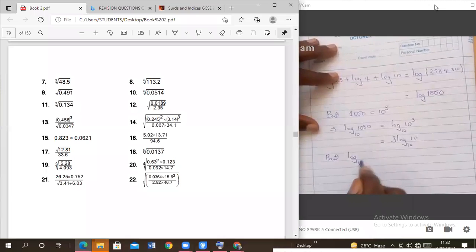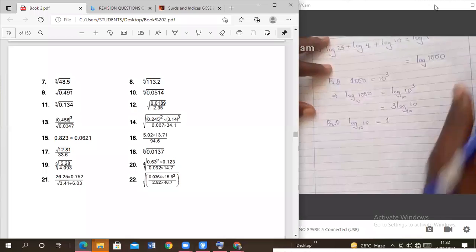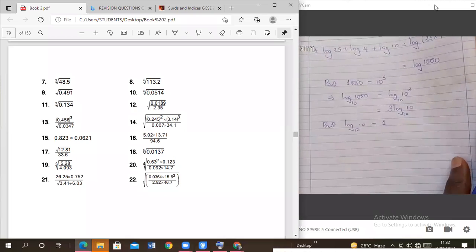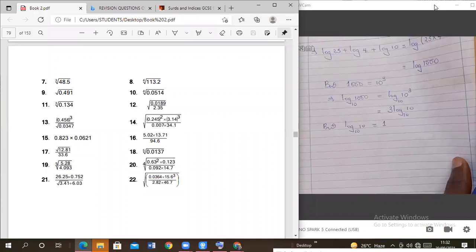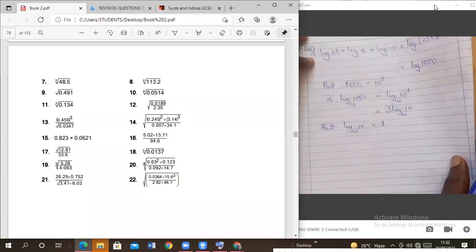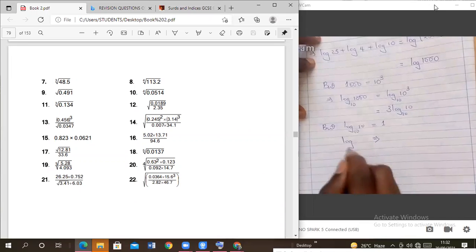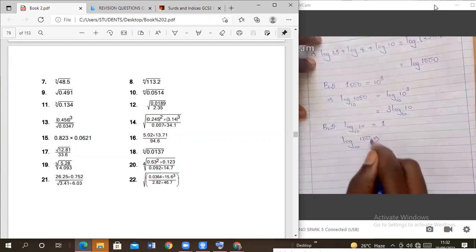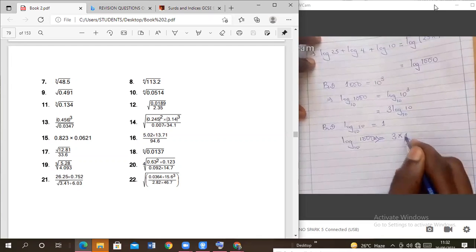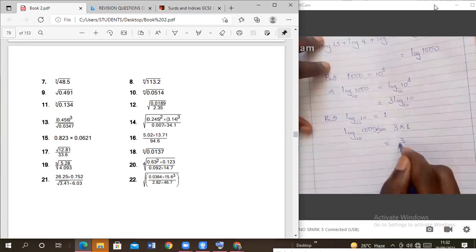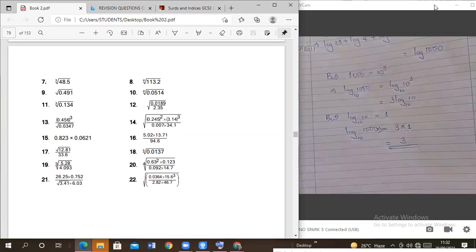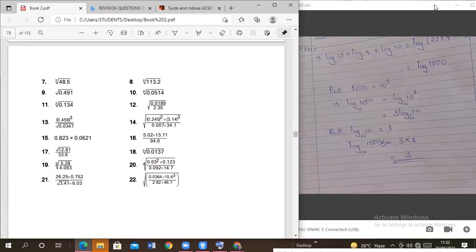But log to base 10 of 10 is 1. As long as you are getting log of the same base, that log must be 1. Even if the base is 2 and you're getting a log of 2, that log must be 1. So now log to base 10 of 1000 is equal to 3 times 1. So our final answer is 3. Members, have you seen that? Good.